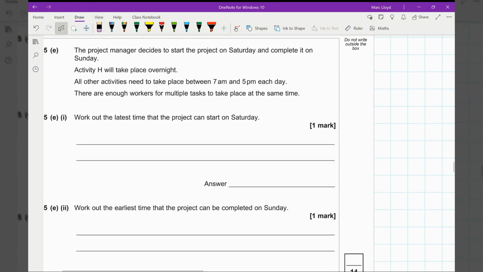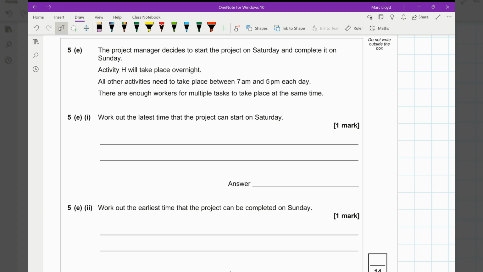All right, so the project manager decides to start the project on Saturday and complete it on the Sunday. Activity H will take place overnight. All other activities need to take place between 7 a.m. and 5 p.m. each day. There are enough workers for multiple tasks to take place. So work out the latest time that the project could start on the Saturday.